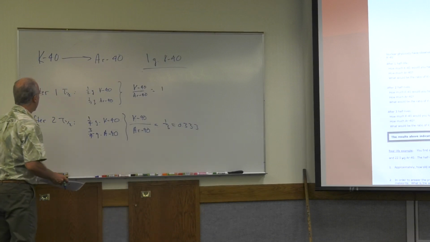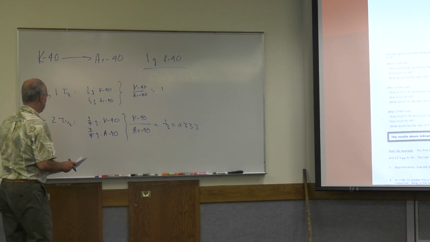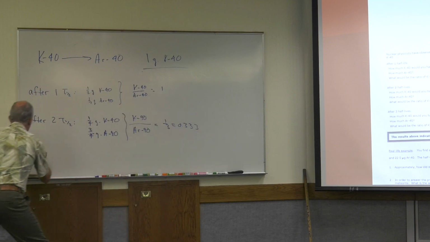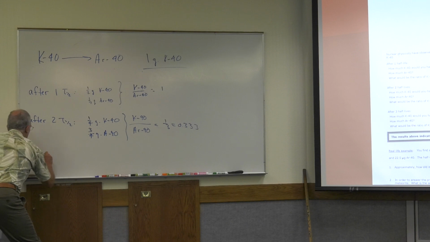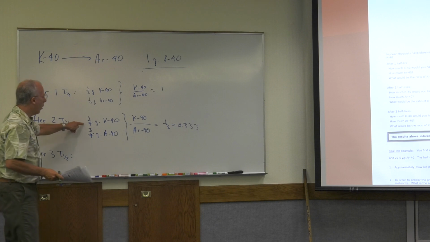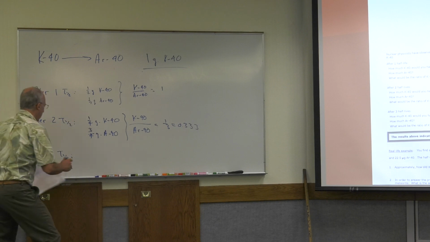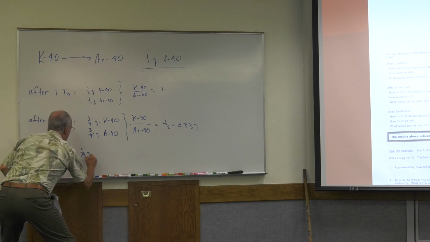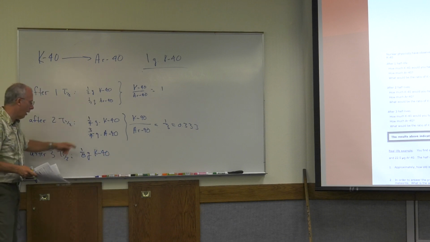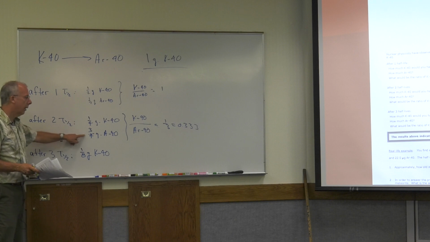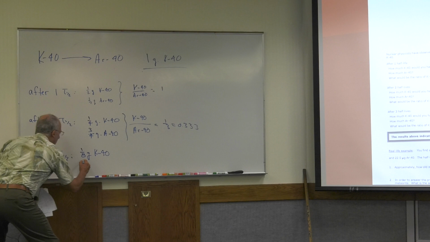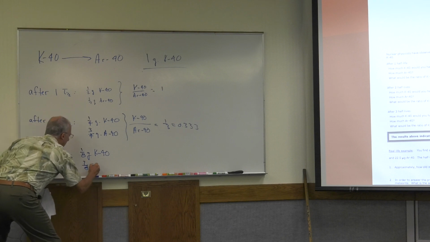Okay, next one, after 3 half-lives. So after 3 half-lives, we had 1/4. What's 1/2 of 1/4? 1/8. So I have 1/8 gram of K40. All right, where did the other 1/8 go? It became argon. So I have 3/4, which is 6/8, plus another 1/8, which is 7/8. So 7/8 gram of argon-40.